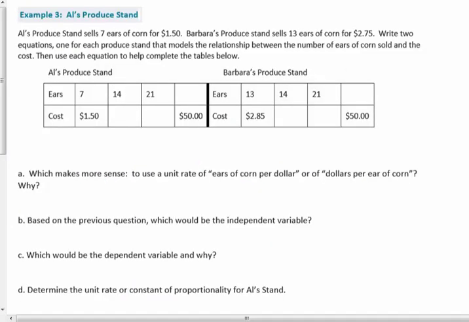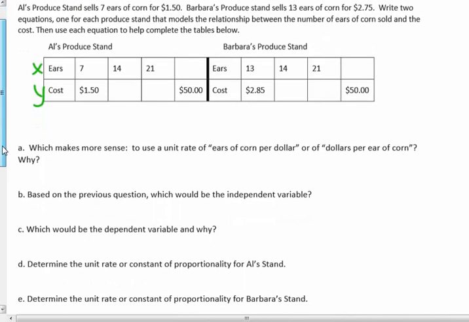So, the next question, last one, Al's produce stand. Al's produce stand sells 7 ears of corn for $1.50. 7 ears of corn cost $1.50. We've got money here. Money always goes on the top, so I know this is y. And this must be x. Barbara's produce stand sells 13 ears of corn for $2.75. Write 2 equations, one for each produce stand, that models the relationship between the number of ears of corn sold and the cost. Then use each equation to help complete the tables below.